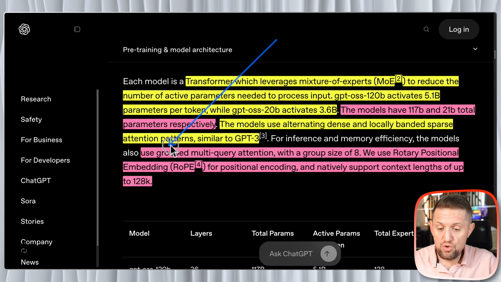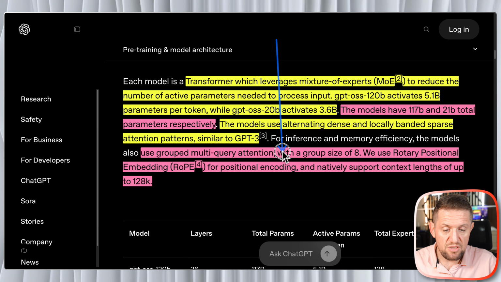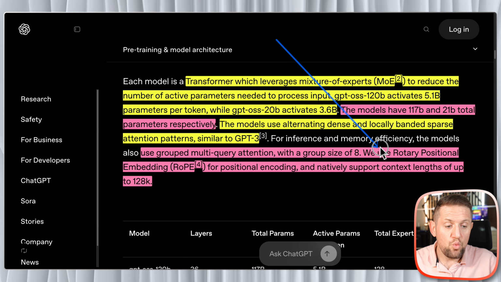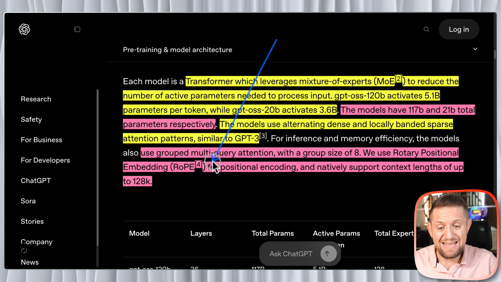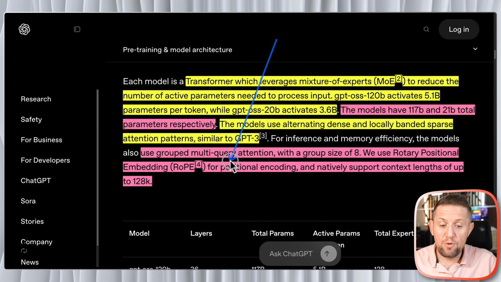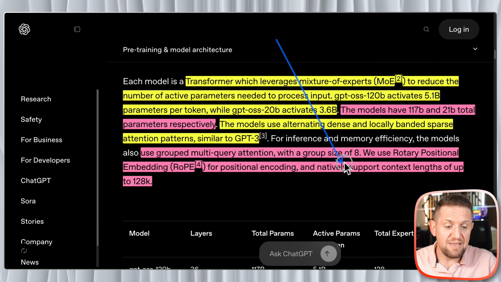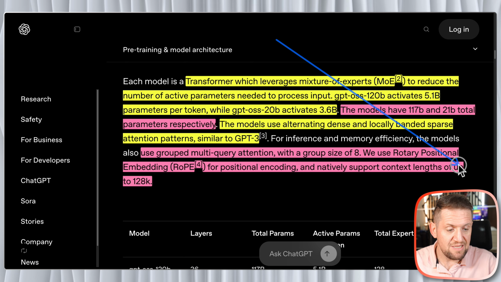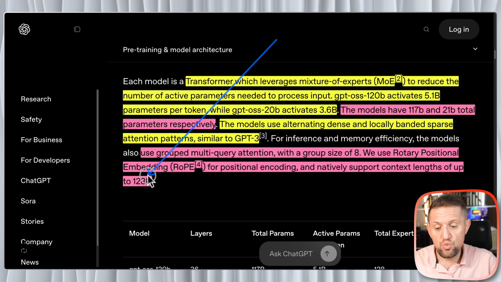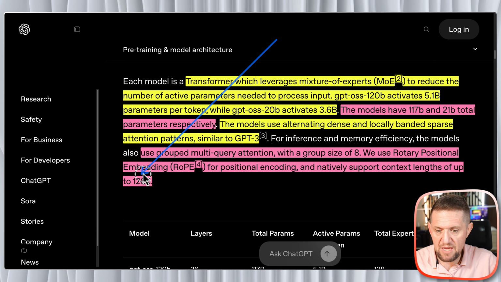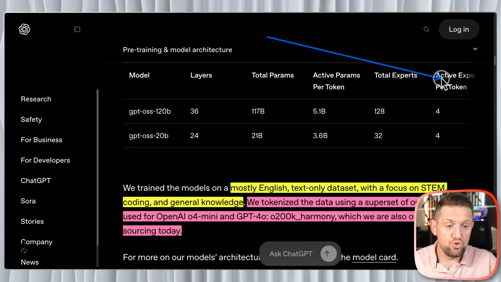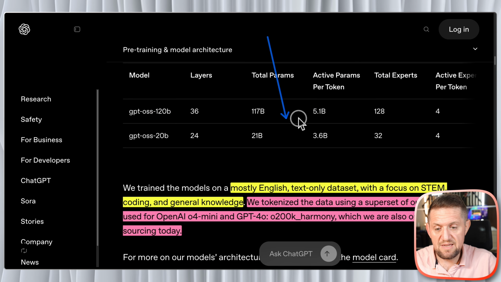Also, these models use grouped multi-query attention with a group size of 8. They use rotary positional embedding, which is the type of embedding used within these models for positional encoding, and natively support context length of up to 128,000 tokens. So this is the context window, which is a big context window. And if you want to read this for yourself, you have all of the details in this table.